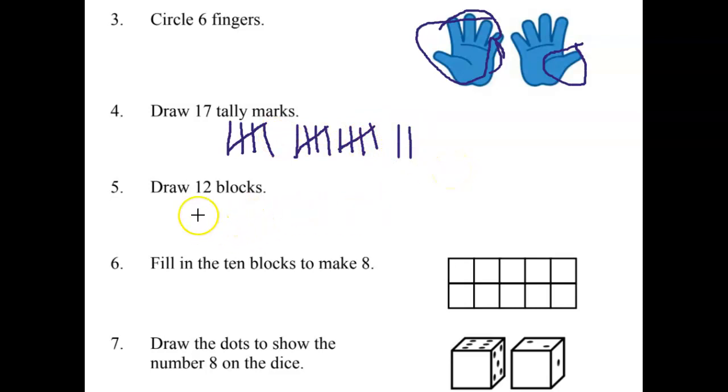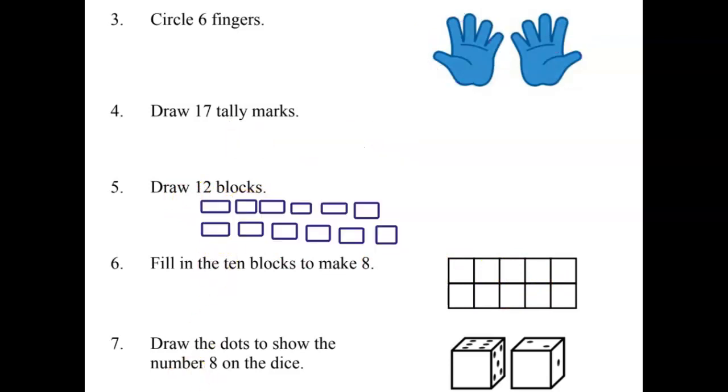Okay, now you try this one on your own. So pause the video and draw 12 blocks. You can make them look like this or however you want to. Draw 12 blocks. Okay, let's count mine. Let's make sure I have 12. 1, 2. So we'll count by 2. 2, 4, 6, 8, 10, 12.